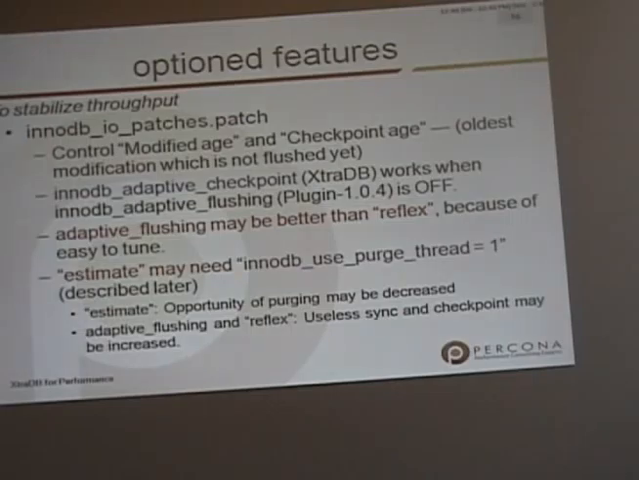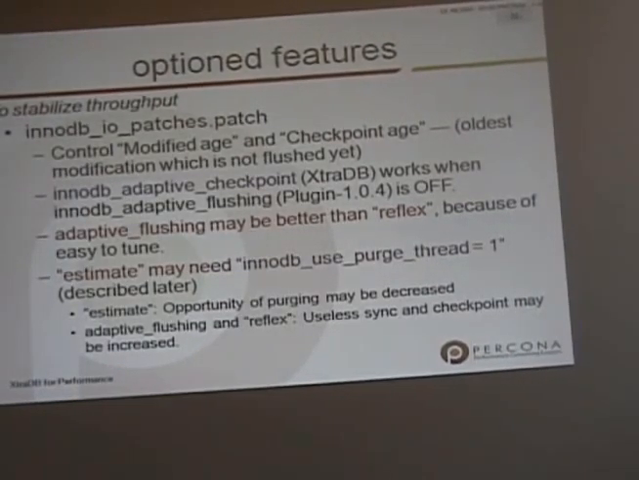As you may know, InnoDB adaptive checkpoint works when implemented. And InnoDB adaptive checkpoint has two methods, but the older one is reflex. InnoDB plugin 1.0.4 implemented adaptive flushing. And adaptive flushing may be better than reflex adaptive checkpoint because it is easy to tune.